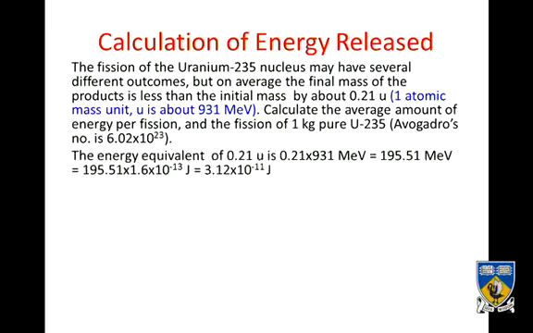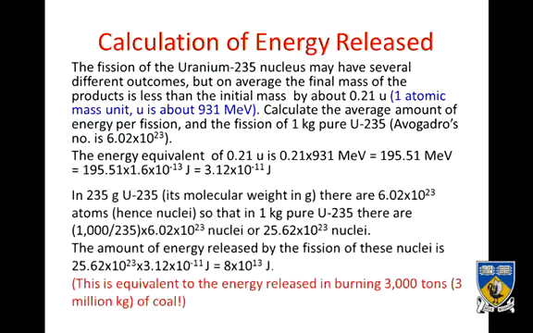Okay, so the energy equivalent of this mass loss in the fission is 0.21 times about 931, which gives you so many MeV, and in this particular case I've converted it to joules. Each MeV is 1.6 times 10 to the minus 13 joules. So this is the amount of energy on average for each fission, the fission of each nucleus.